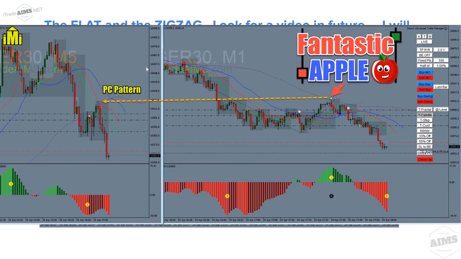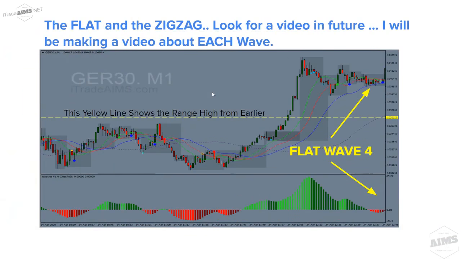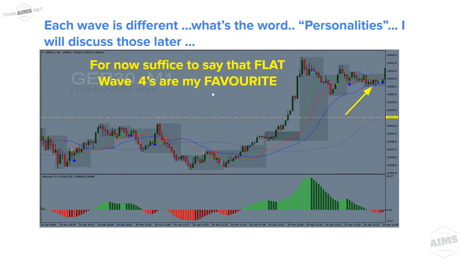The flat and the zigzag, look for a video in the future. I will be making a video about each one separately. So each wave is different. They have different personalities, if you can say that, because they're not human beings. But it's a metaphor. They have these little things about them. Every wave is a little bit different, and I will discuss those later.